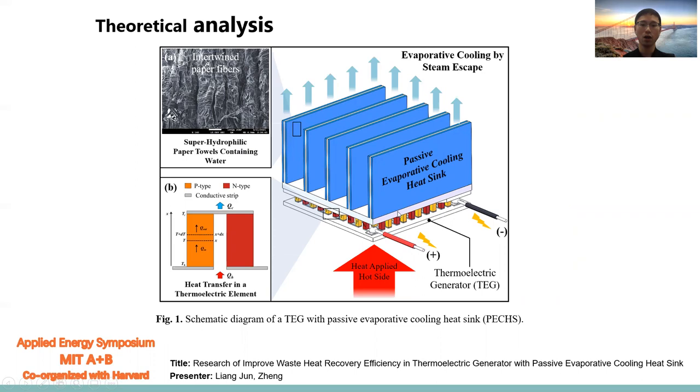So when we supply heat to the TEG hot side, we can find that on the cold side of the TEG, we have convection heat dissipation and evaporating cooling. That will effectively cool the cold side of the TEG, and so it can improve the performance more efficiently.